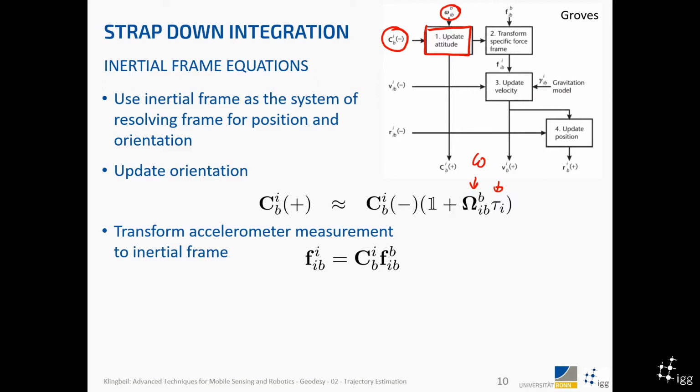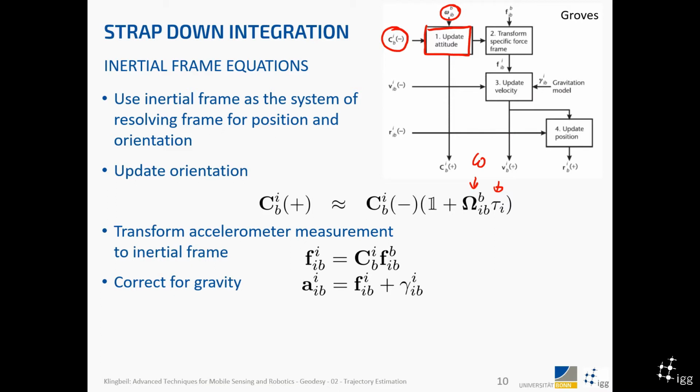The next thing is then to transform the accelerometer measurement to the inertial frame. So the accelerometer measurements are given in the body frame because this is the resolving frame of the sensor, right? And we want to have them with respect to the inertial frame. So we rotate those measurements from the accelerometer using the just updated orientation to the inertial frame.